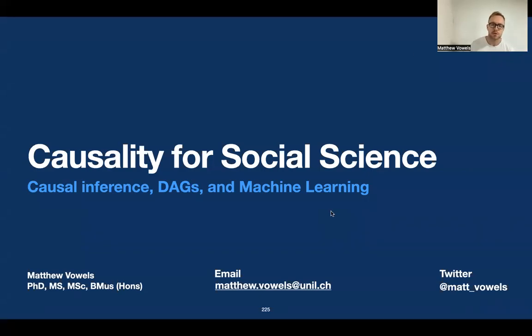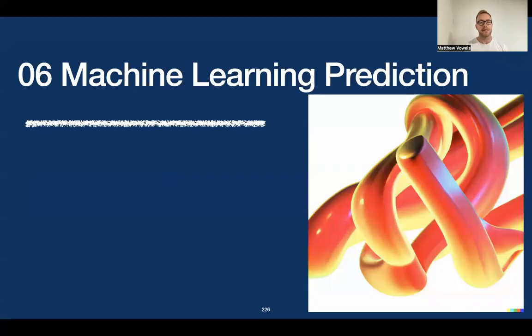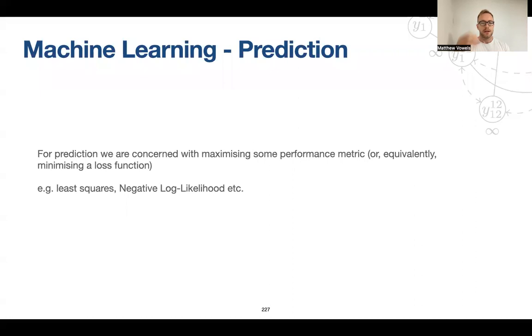Hello, and welcome back to this course for psychologists and social scientists on causality. We're now in part 6 for machine learning, particularly for prediction. So for prediction, we're concerned with maximizing some performance metric. In fact, we mentioned this in the last session. We either want to maximize some metric for performance or we want to minimize some metric for error.